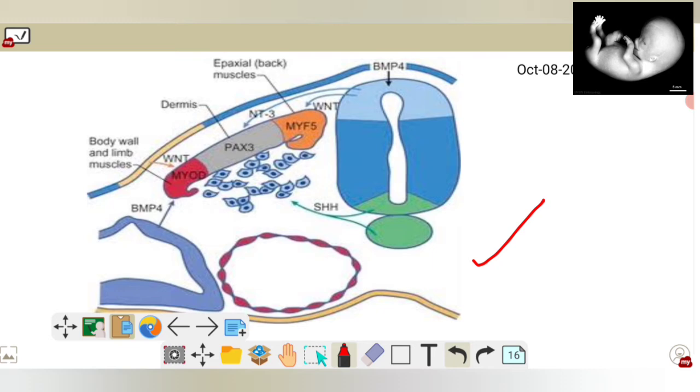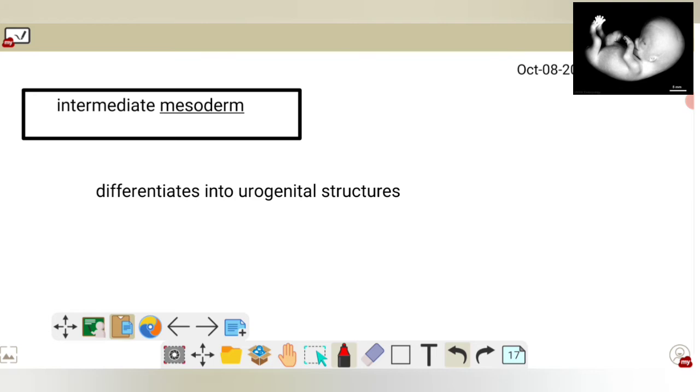This is the differentiation, how this gets differentiated. This is the neural tube and this is the notochord. These secrete or change the number and type of genes, and how the molecular regulation occurs, we will study in another video. Now intermediate mesoderm.